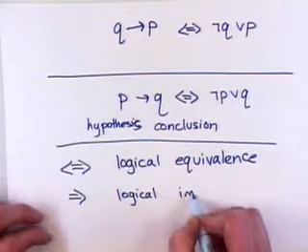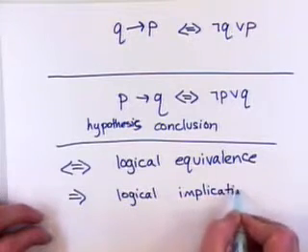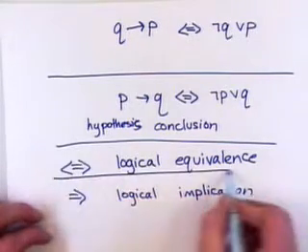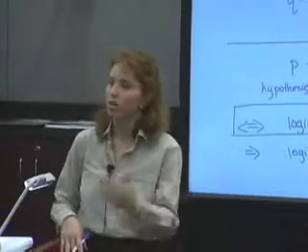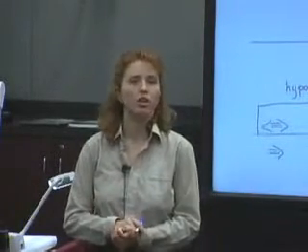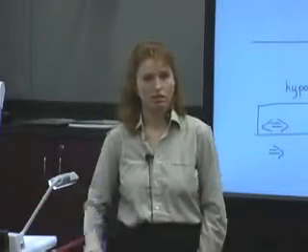How many people have seen their math professors use something like this? Math teachers use this all the time, or else they use this one. This one's called logical implication. Logical equivalence is just like substitution. So anytime I see P implies Q, since I know that's the same as not P or Q, I can replace it with not P or Q because I know that they're logically the same thing.